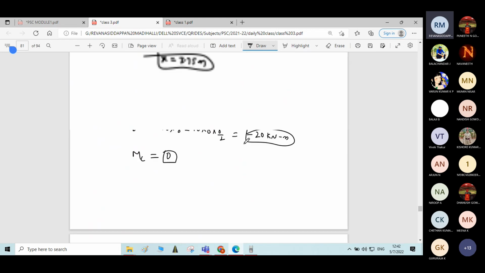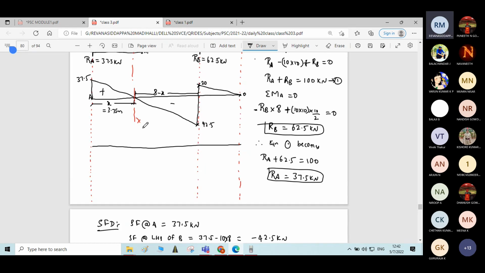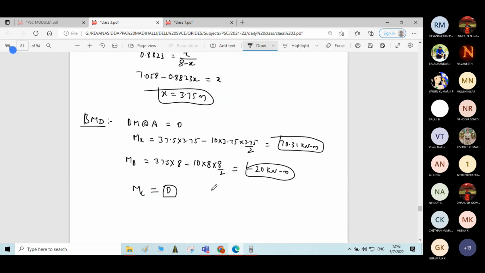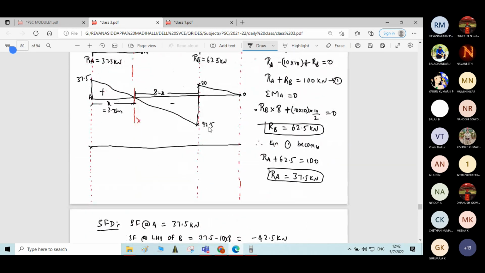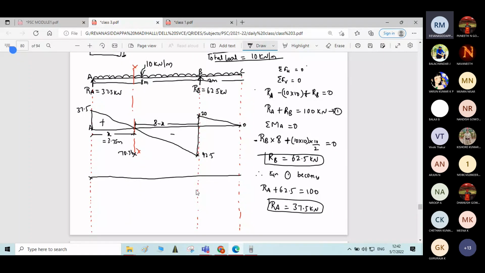Okay. Now you can write the bending moment diagram. Correct? Write the reference line. Bending moment at A is 0. Bending moment at x is 70.31. Bending moment at B is minus 20, below the axis. And bending moment at C is 0. Okay. Now draw the BMD.